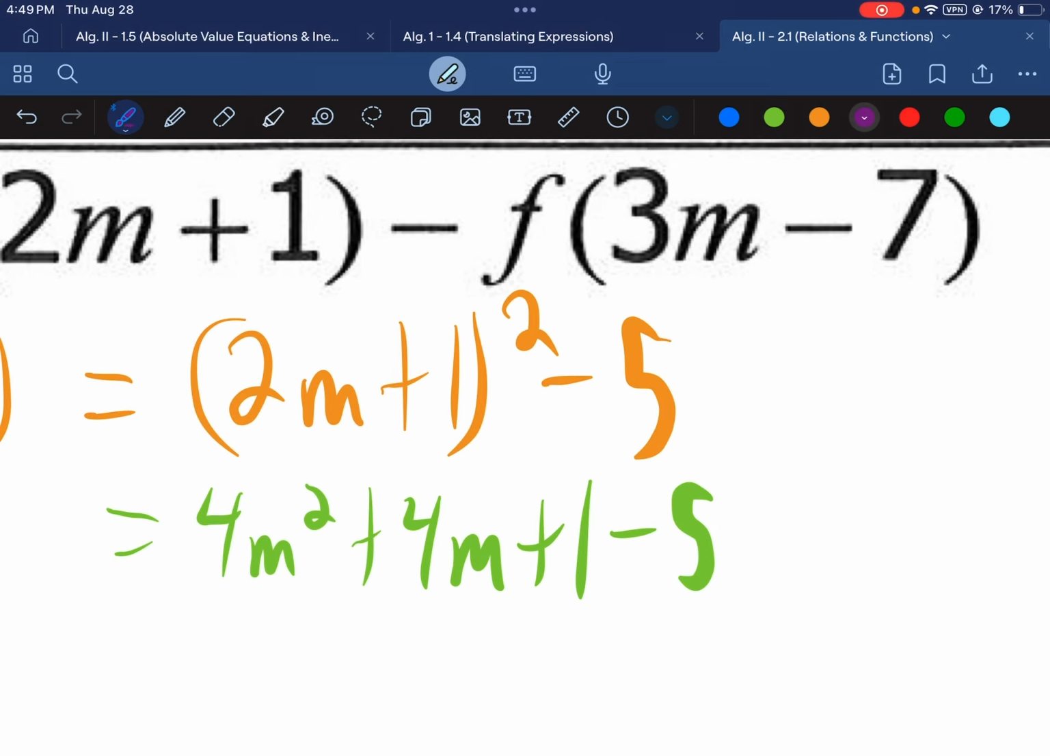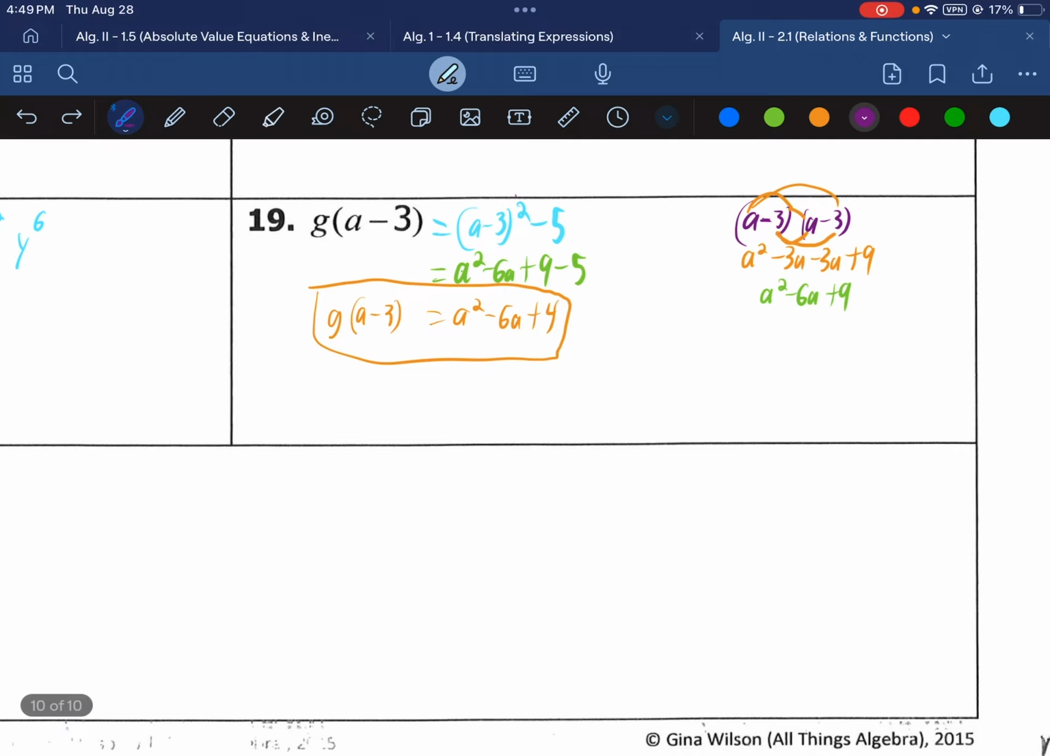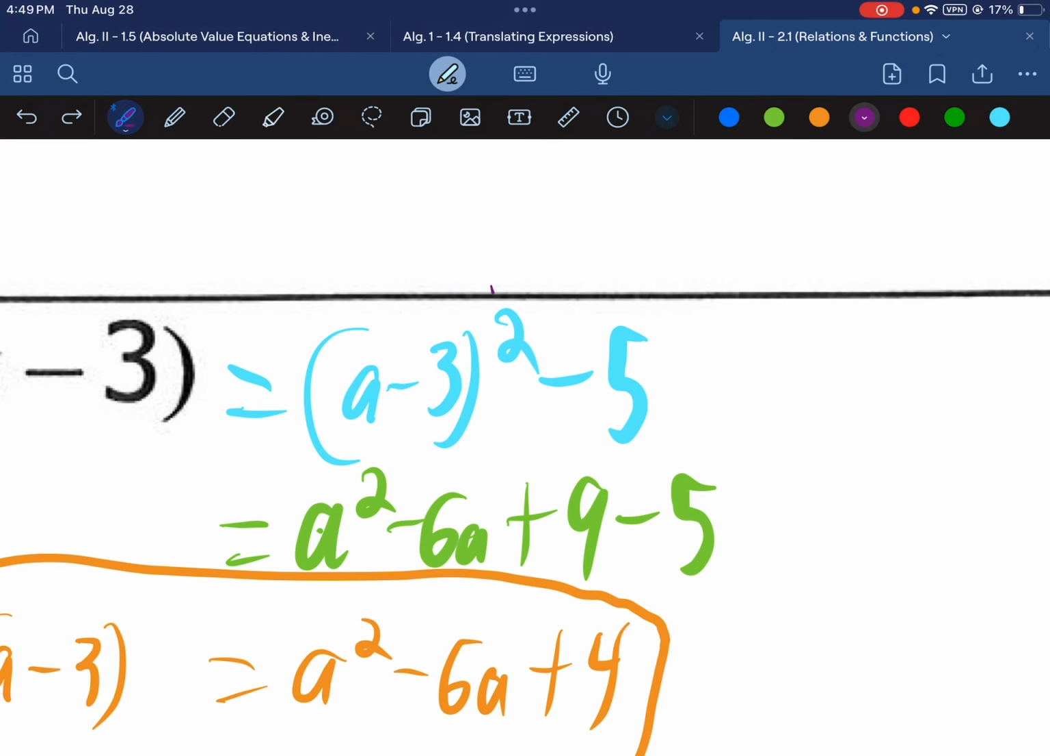Now the shortcut that does work for this is you square the first part, 4m squared. You square the last part, 1. And in the middle, you multiply these together. 2m times 1 is 2m, and you double that and get 4m. And it is positive because these were both positive, because 2m times 1 is a positive 2m. I'll showcase that on the last one too. It would have worked here.